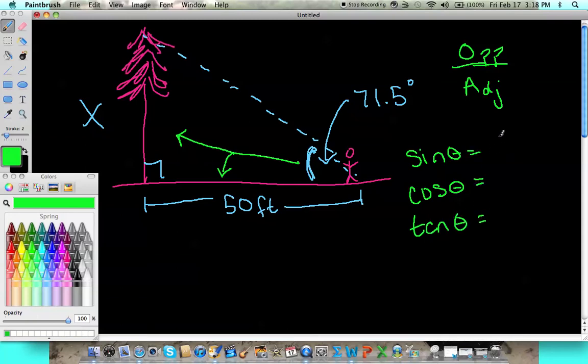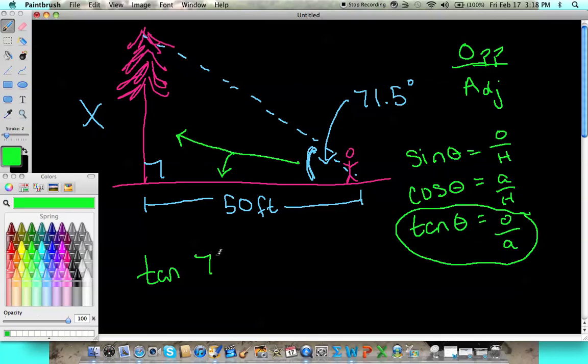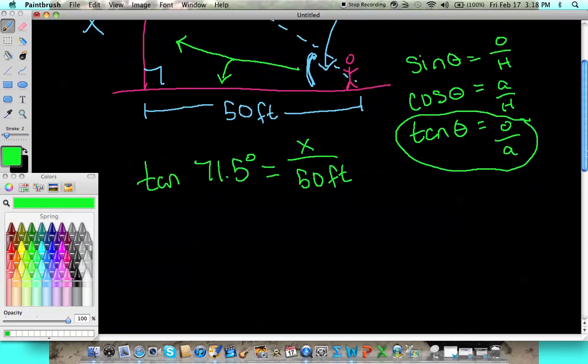Well, sine from SOHCAHTOA is opposite over hypotenuse. Cosine is adjacent over hypotenuse, and tangent is opposite over adjacent. So this is the one I'm going to use. So I'm going to do the tangent of 71.5 degrees equals my opposite, which in this example is x, right? That's the opposite, and 50 feet. And I need to solve for the x.